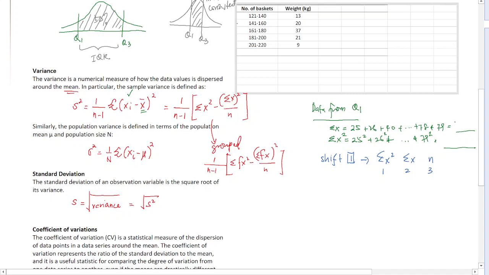So here you have 1146. And then to find the summation of x squared, repeat the same process. Shift number 1, then choose number 1 and press the equal sign. So you get 71,354.